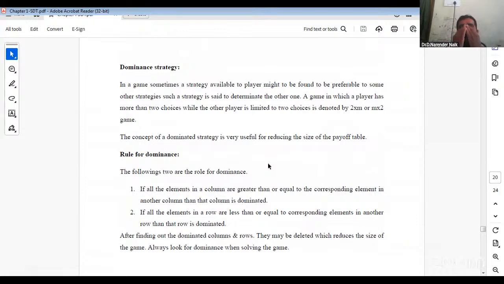Okay, so at that time, what do we have to do? We have to follow the same procedure: check whether the saddle point exists or not. If the saddle point exists, the problem itself has ended.